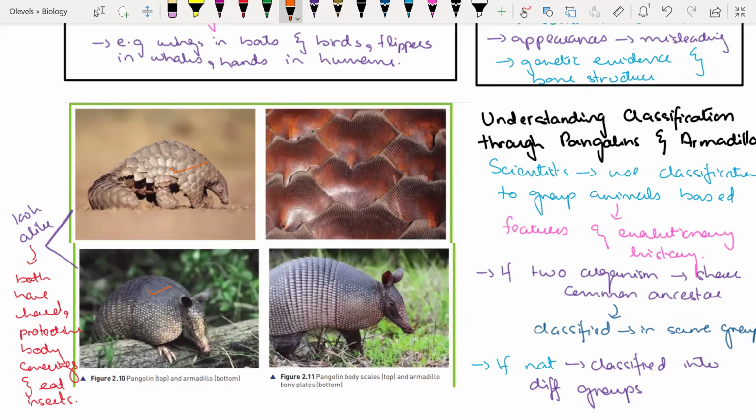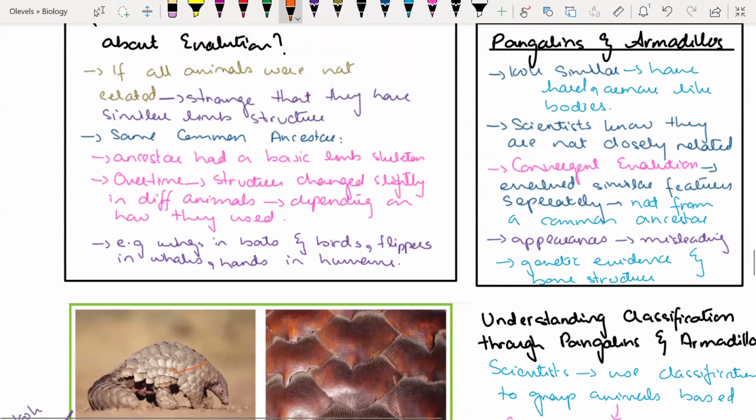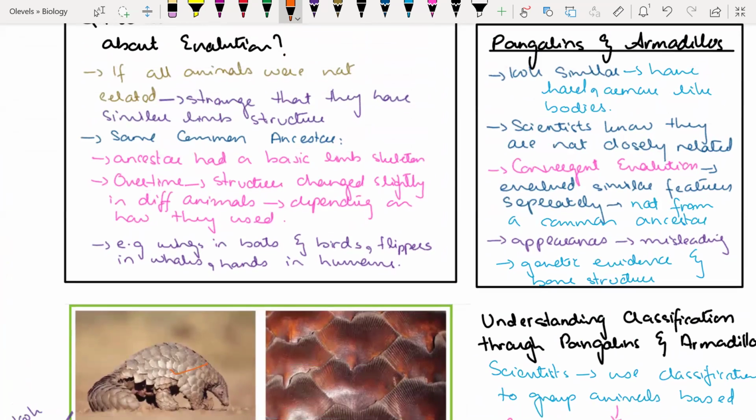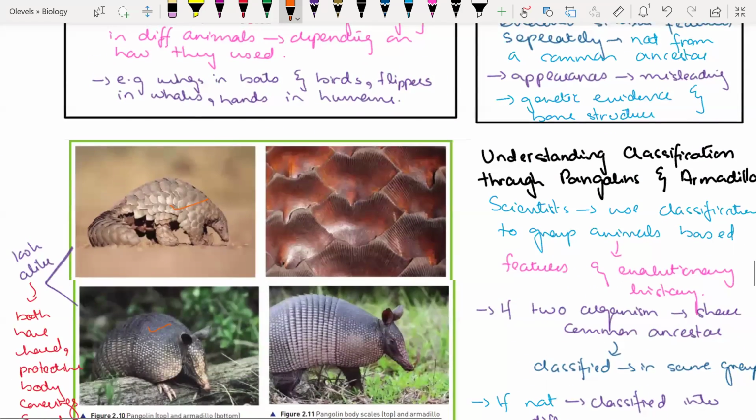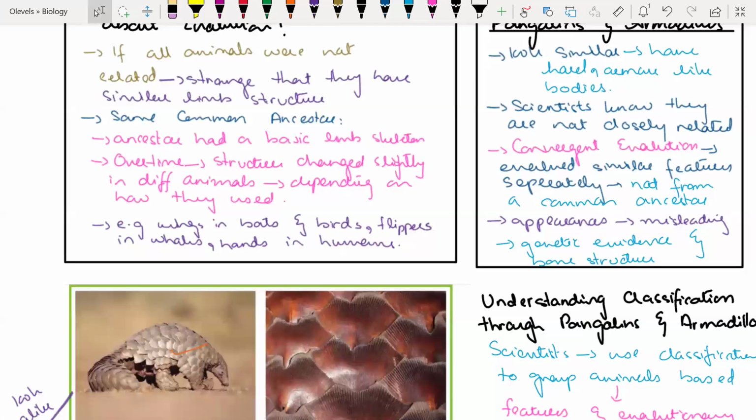Yes, their skin looks similar. They do have a similar kind of body. Okay, they look very similar. Both of them have hard armor-like bodies, right? And scientists know that they are not closely related.